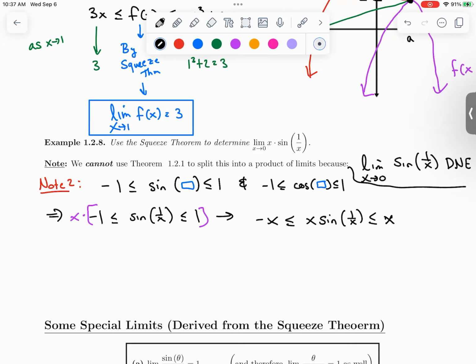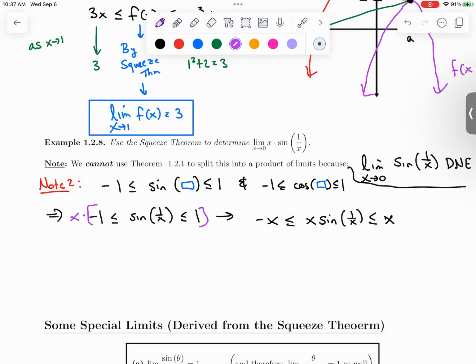Now, if there are any secret mathematicians or teachers out there, I know that technically speaking, when you multiply, we don't necessarily know if x is positive or negative, which would affect the direction of the inequality. But because it's -1 and 1, we're fine. If x were negative, it would just flip everything, but everything would work out fine. That's the reason why we can do this.